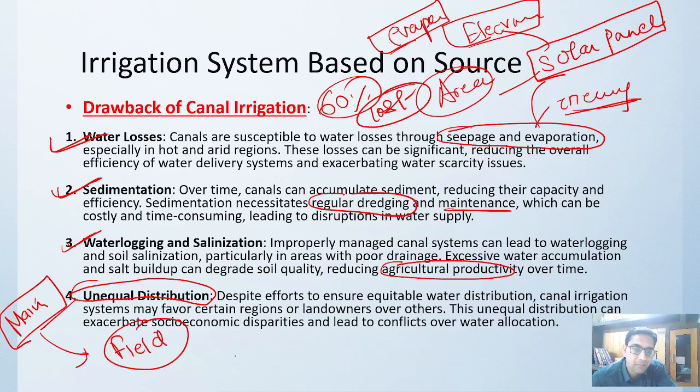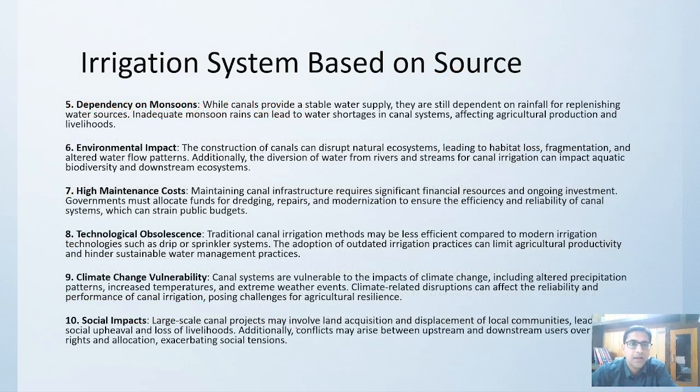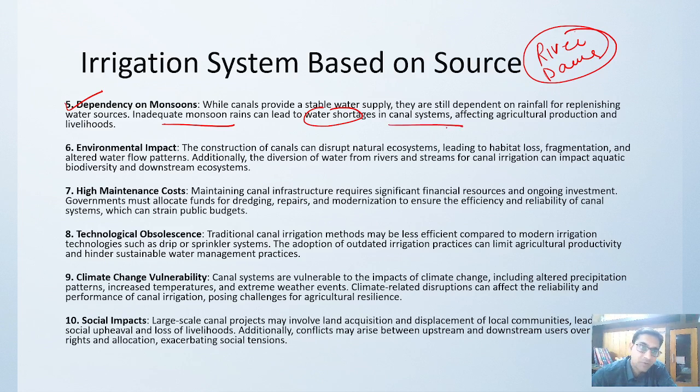Okay, and in the remote areas they are not able to utilize that canal system. Now, the canal system is highly dependent on monsoon. Okay, because canals are fed by the rivers, canals are fed by the dams. If the rivers and dams are not full, automatically the water will not be released in the canal. Okay, so if there is inadequate monsoon rain, if there is a water shortage, the canal system will not work properly.